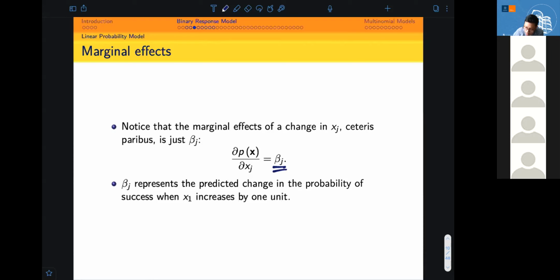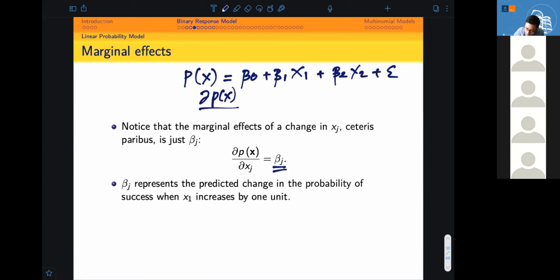Suppose that I have a very simple model. The probability of success is just a linear function of beta 0, plus beta 1 x1, plus beta 2 x2, plus epsilon. So the marginal effect of a change in x1, for example, is just going to be beta 1. This beta 1 represents the predicted change in the probability of success when x1 changes by 1 unit, ceteris paribus, of course. This is basically a general definition that we learned some lectures ago, starting in lectures 2 and 3: the marginal effect of a change in a particular variable on the probability of success.